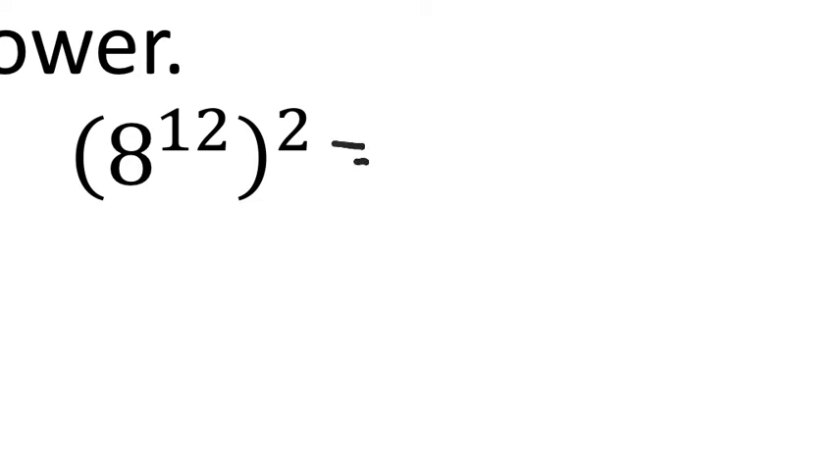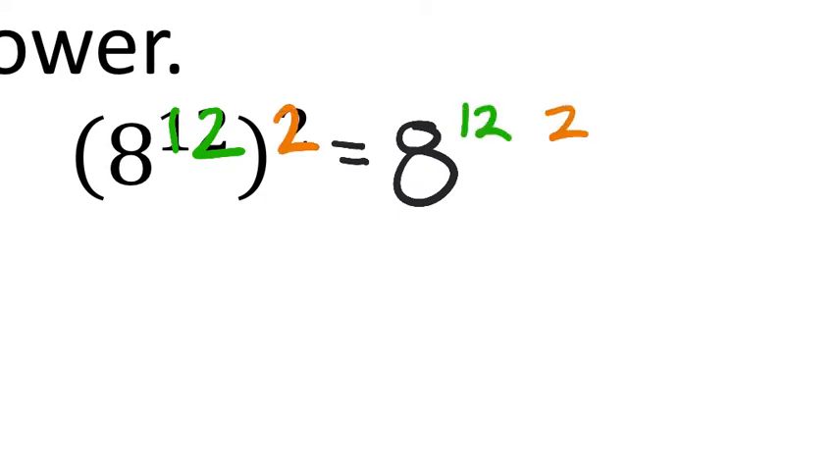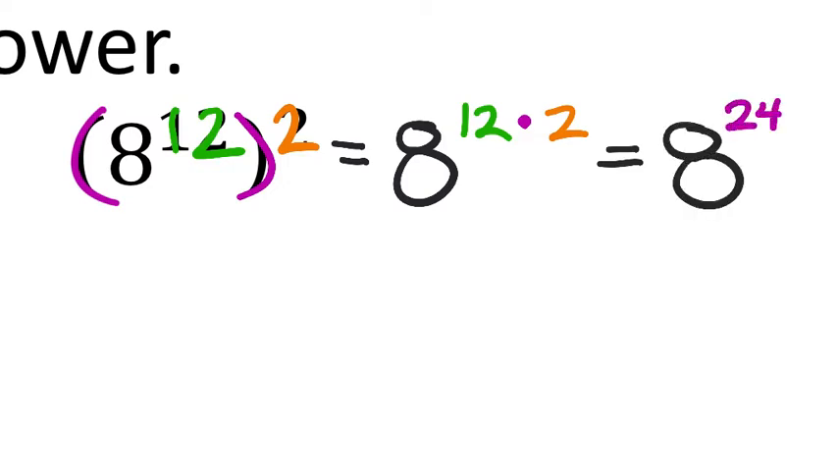Okay, so I'm gonna keep the same base here, 8. And all I'm doing is working with the exponents. So what are my exponents? I got a 12 and we got a 2. So I'm going to be working with those two exponents, and I'll keep them in the same order. But since we have parentheses here, that indicates we're going to be multiplying the exponents. So I'll keep the same base 8, but 12 times 2, that's going to give me 24. And that's it. That's all I need on this.